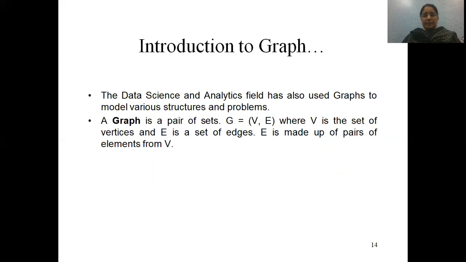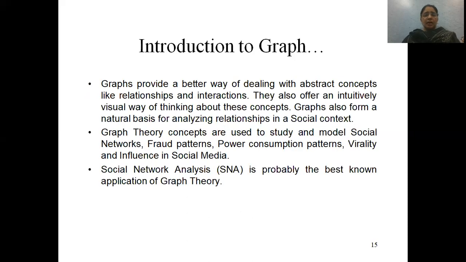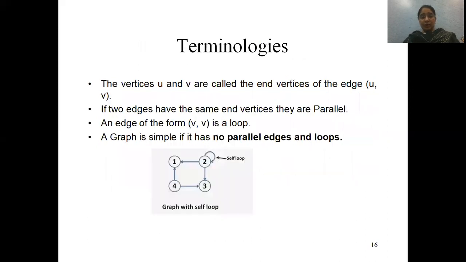A graph is actually a pair of sets. Mathematically it can be represented as G = (V, E), where V and E are the two sets. V is the set of vertices and E is the set of edges. Graphs provide a better way of dealing with abstract concepts like relationships and interactions. They also offer a visual way of thinking about these concepts. Graph theory is used to study and model social networks, fraud patterns, and influence in social media. So social network analysis is an application of graph theory, the best application of graph theory, we can say.